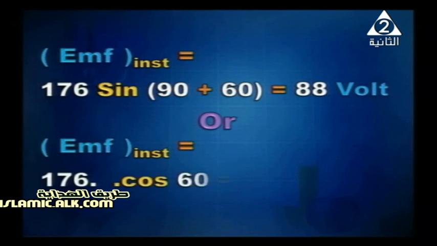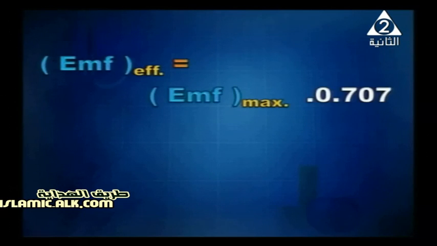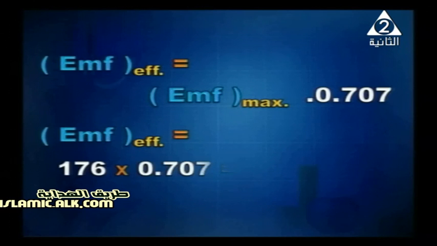Okay, in this case it will be 176 cosine 60, and of course it is 88 volt. Another item of the problem, we want you to calculate the effective value of the EMF induced. It's all easy. EMF effective equals EMF maximum times 0.707. So it is equal to 176 times 0.707. It is 124.4 volt.